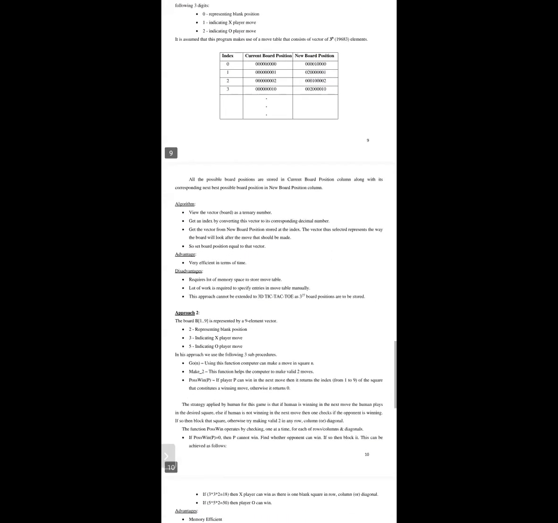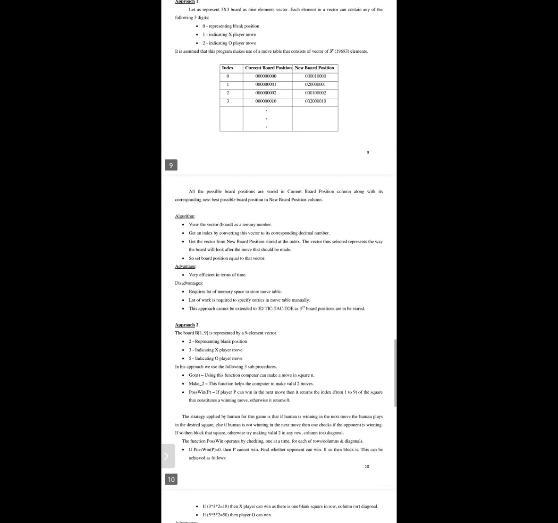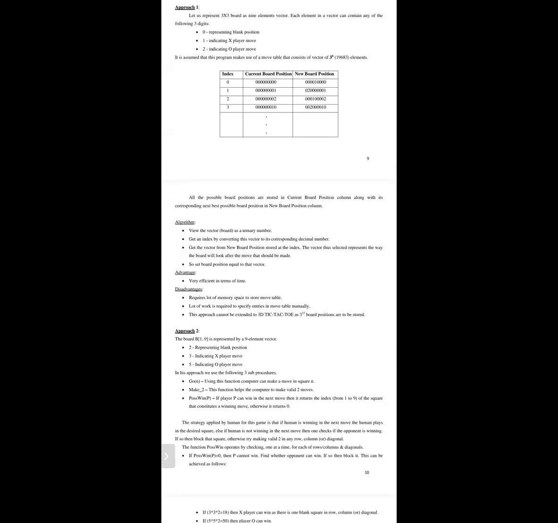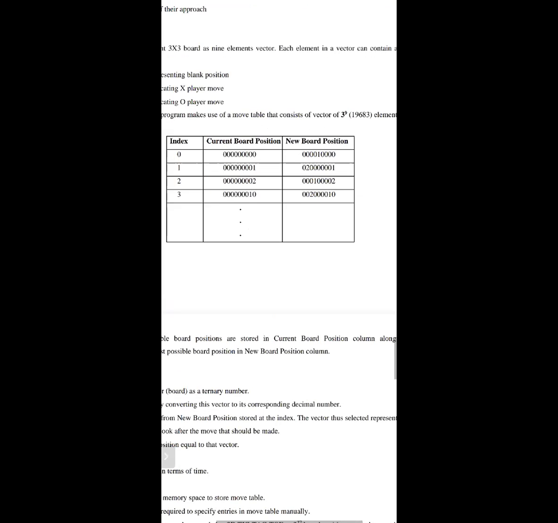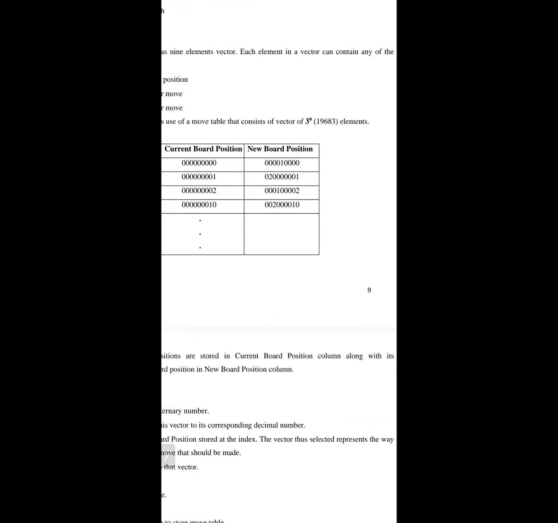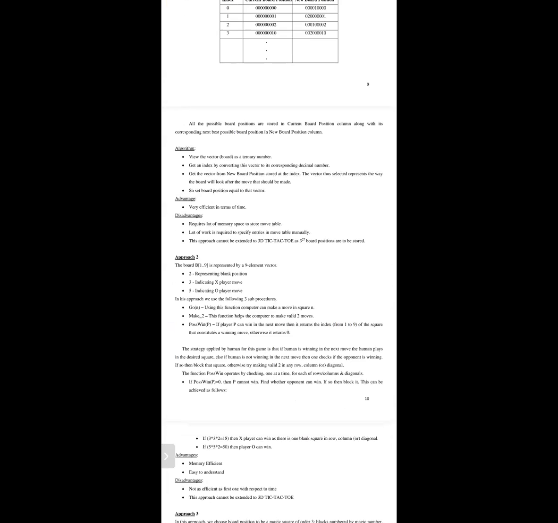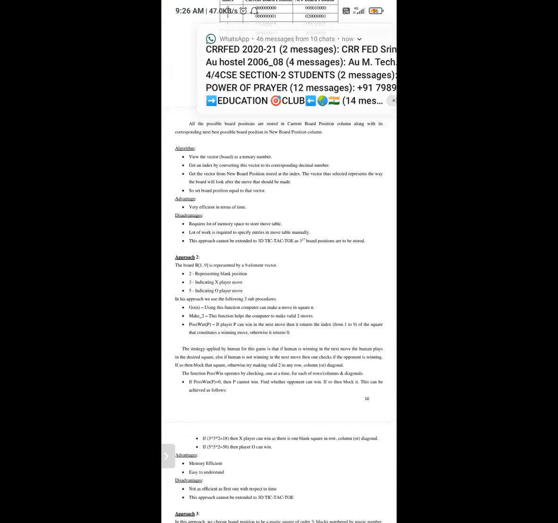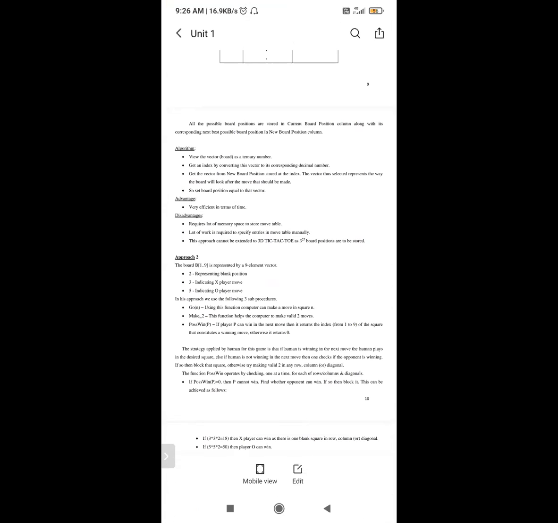And the next one is that this approach cannot be extended to 3D tic-tac-toe, as 3 power 27 positions are to be stored. Here it contains a vector of 3 power 9 elements. But according to the 3D tic-tac-toe problem, it should store 3 power 27 board positions.